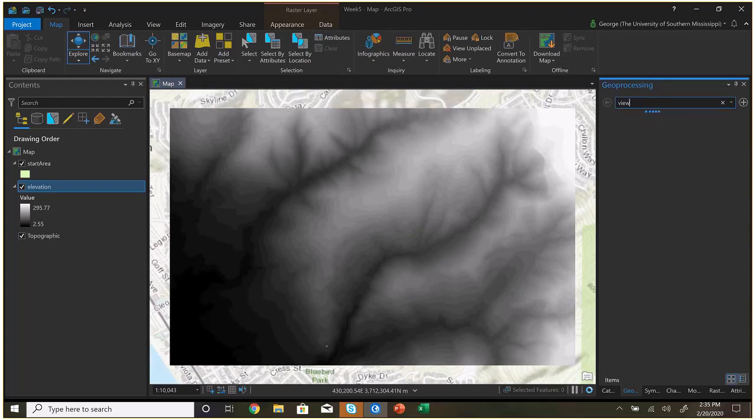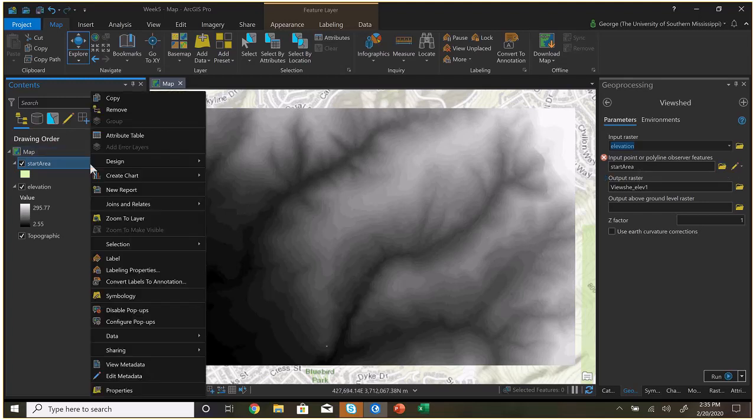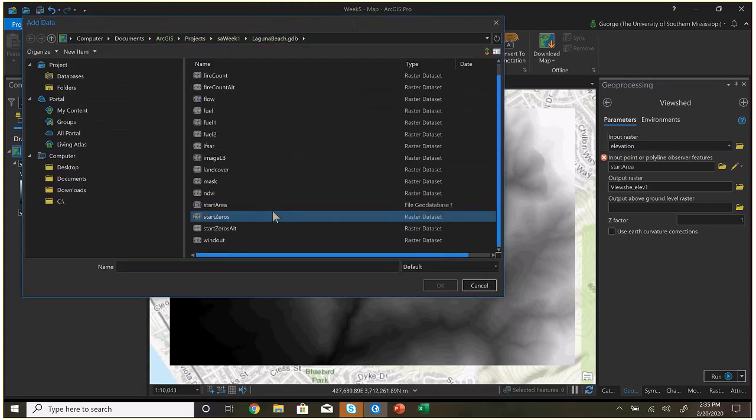I'm going to run a viewshed. So what you need to do is feed it your elevation data set, and then you need to feed it your start area. Oh, it actually wants it as a point or polyline. I think I have that as a point. Nope.